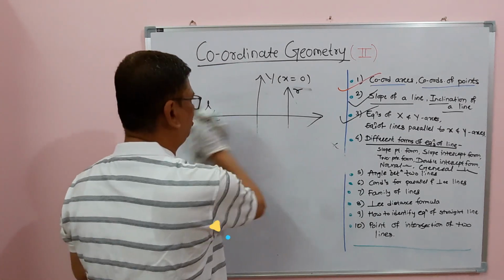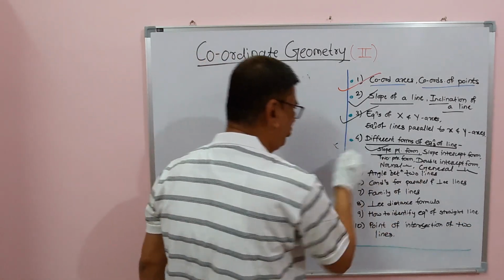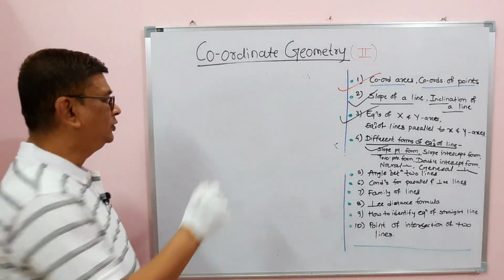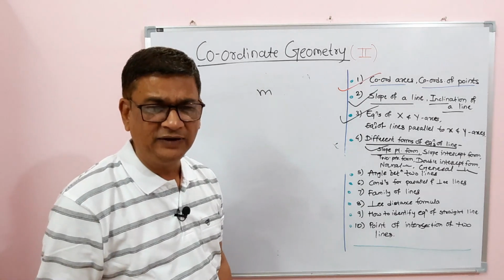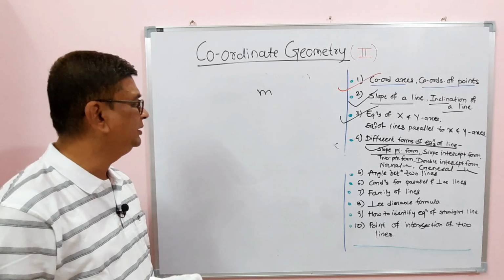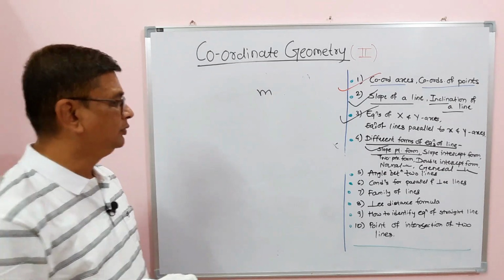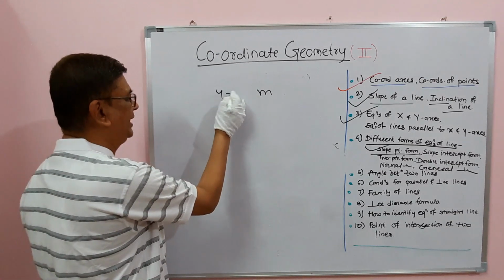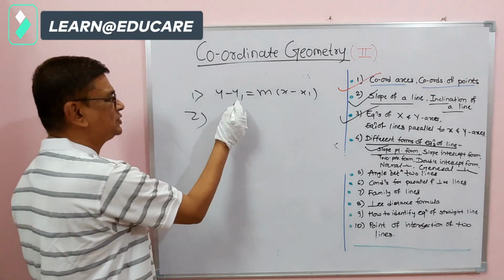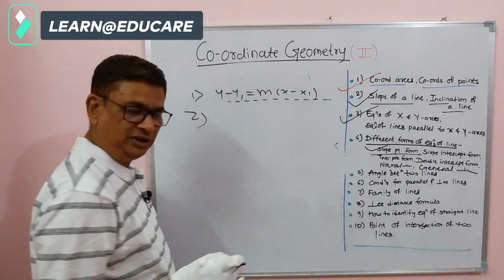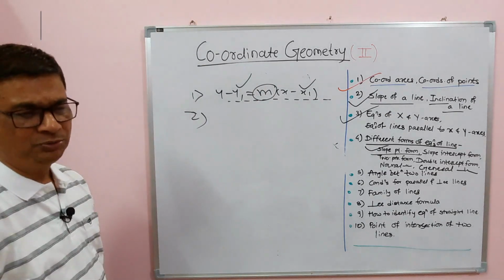Now we deal with different forms of the equation of a line other than the x and y-axis. First is called slope point form. We already know how slope m is calculated. Either it is tan theta, where theta is the inclination of the line, or the formula (y2 minus y1) upon (x2 minus x1) if the coordinates are known. The slope point form is given by y minus y1 equal to m into (x minus x1), in which there are the coordinates (x1, y1) and the slope m, hence it is called slope point form.